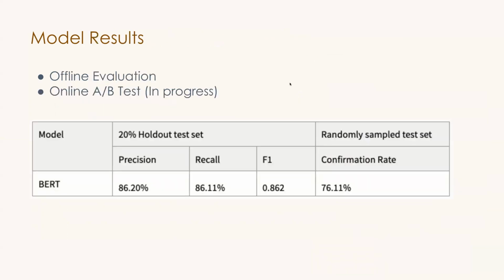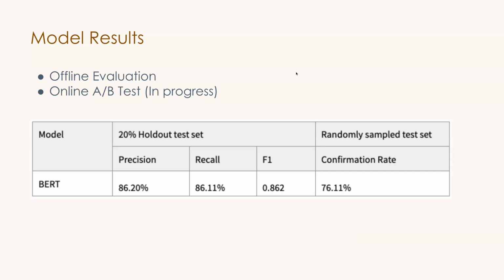Here are our results. First, we do the offline evaluation on the 20% holdout test set. We achieve good performance on both precision and recall, which is 86%. The second offline set is a randomly sampled test set, on which we measure the confirmation rate, which is the accuracy of the positive predictions, and we achieve 76% accuracy. The next one is the online A/B test, which we are currently working on, and we have seen some initial results that lift some of our business metrics.